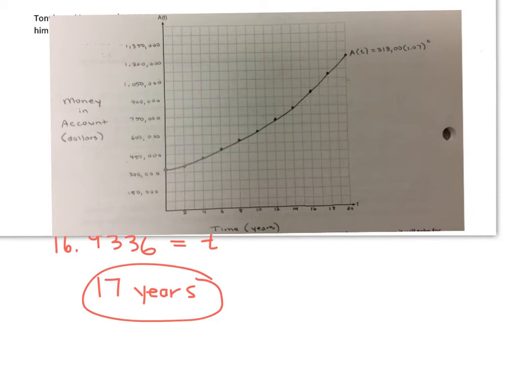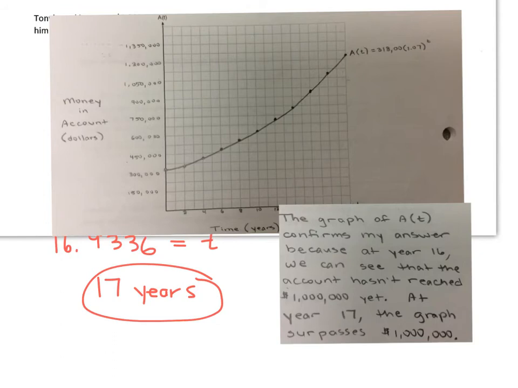Okay, so all we have to do is just write this out in words. Okay, so this is what I wrote here, right down here. The graph of A of t confirms my answer because at year 16, we could see that the account hasn't reached 1 million yet. At year 17, the graph surpasses 1 million. Okay, so it'll take him 17 years.